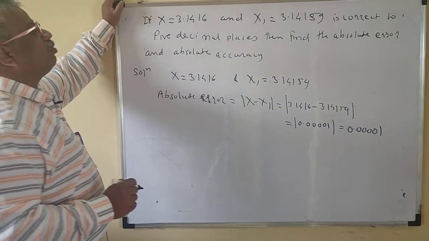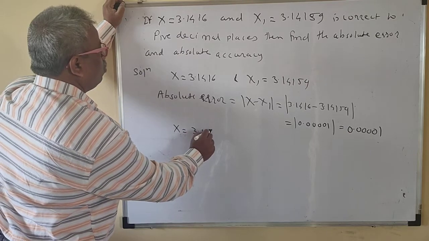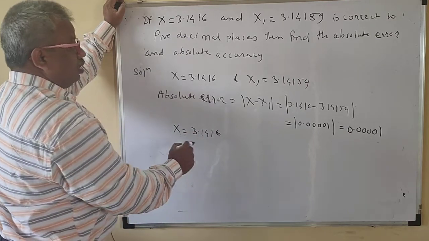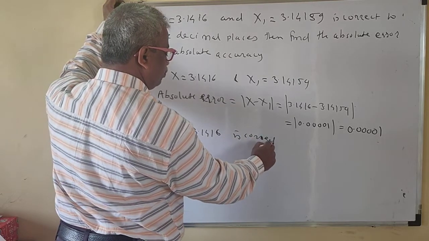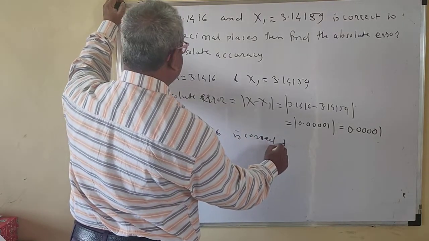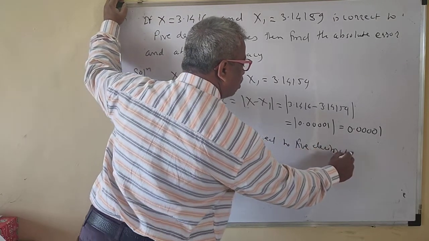Now we have to find absolute accuracy. Now x is equal to 3.1416 is correct to 5 decimal places.